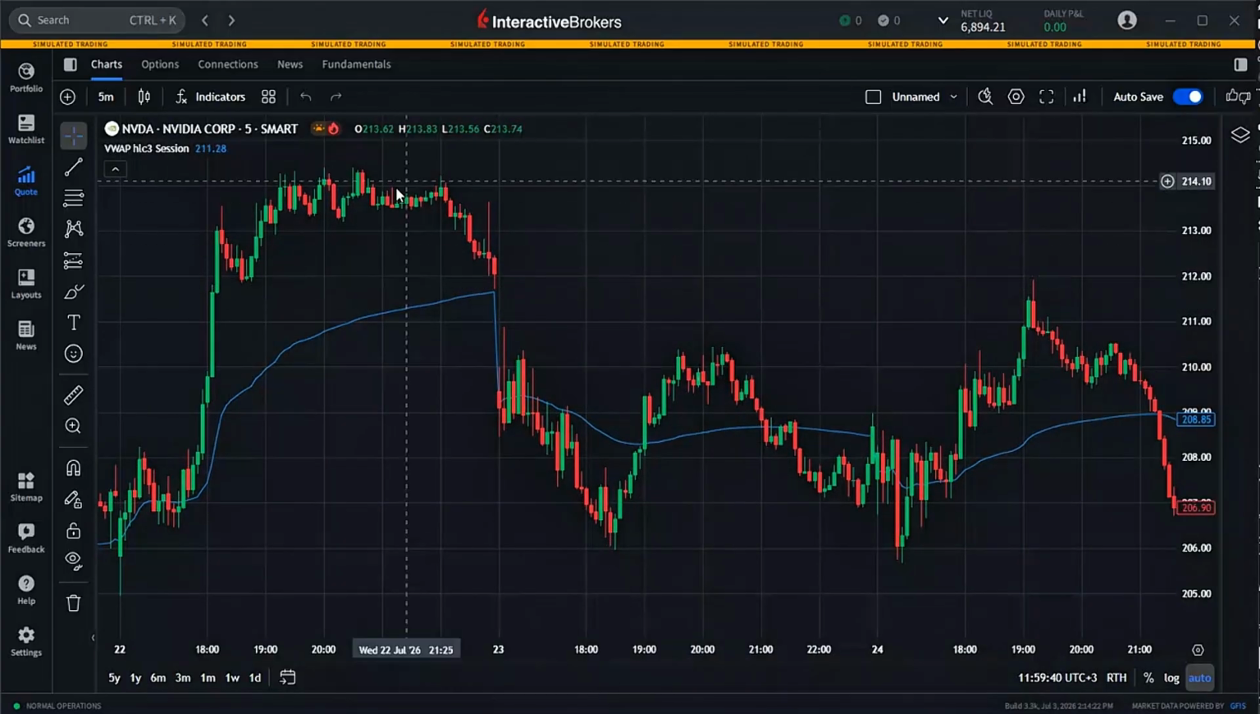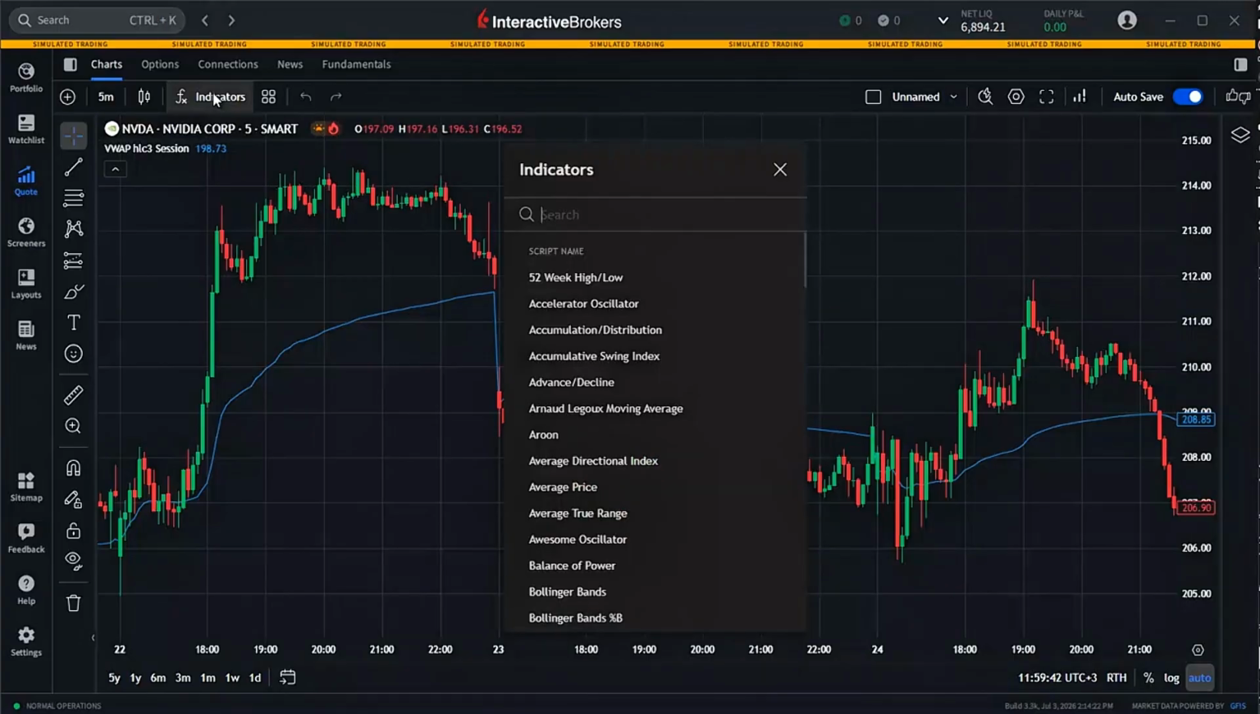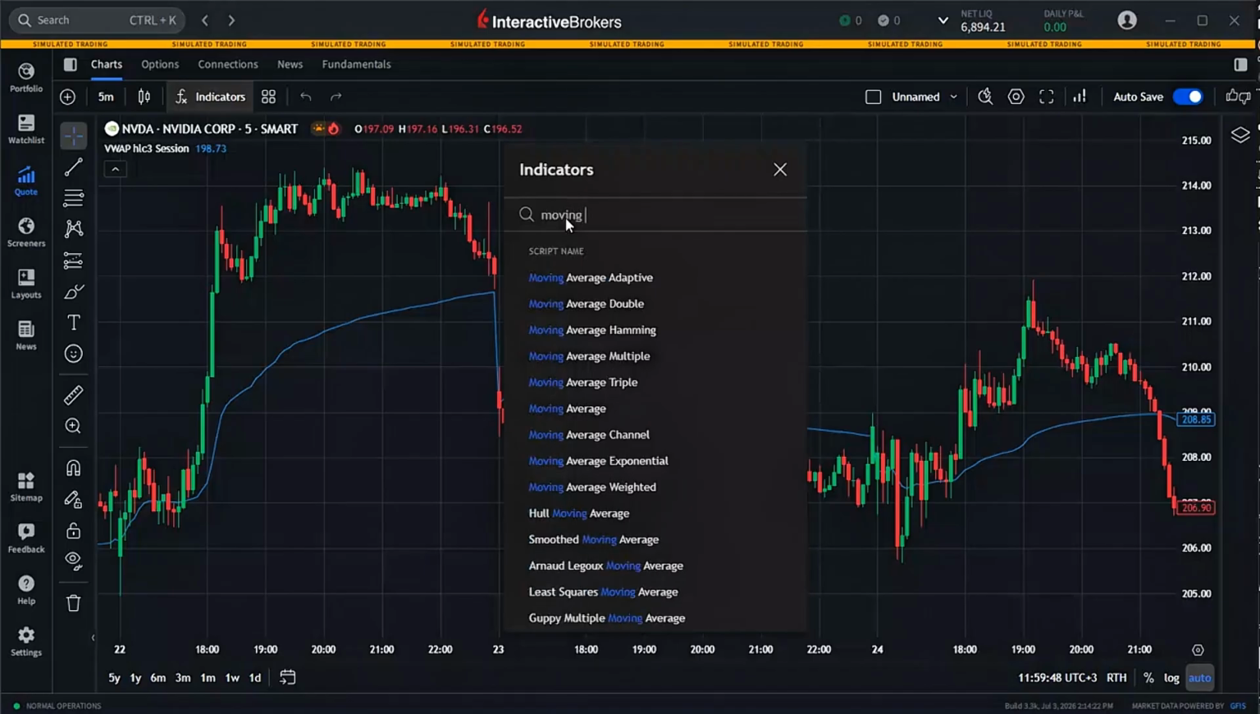Okay, let's have a look at another indicator. Another indicator is the moving average. It's kind of similar to the VWAP. There are different types of moving average, but the one that I like to go for is this one here, just the original without anything else.